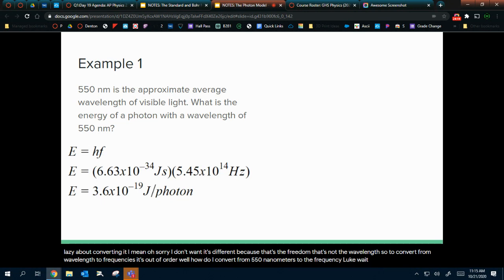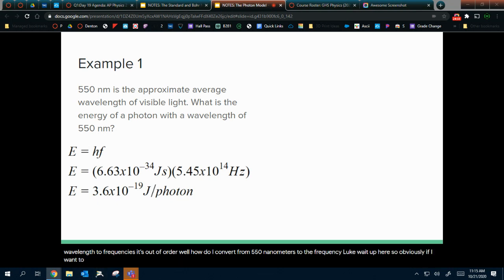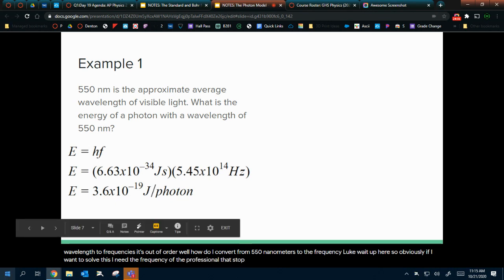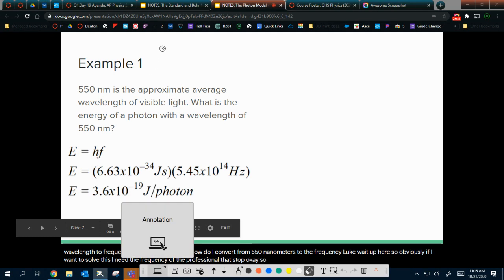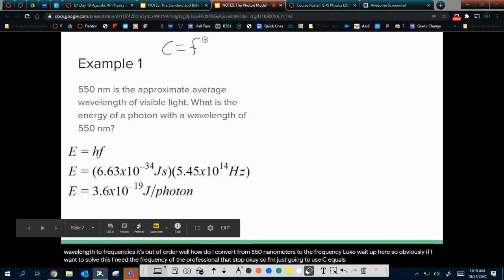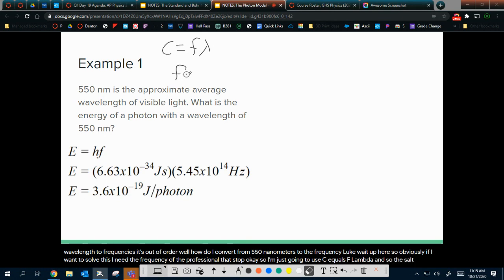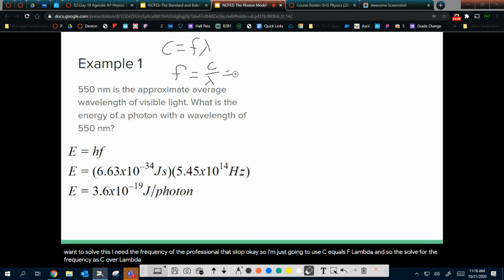What equation do I use? I'll write it up here. So obviously, if I want to solve this, I need the frequency. So I'm just going to use c equals f lambda. And so I'll just solve for the frequency as c over lambda. And so c being the speed of light, which is 3 times 10 to the 8th meters per second, and lambda being 550 nanometers.